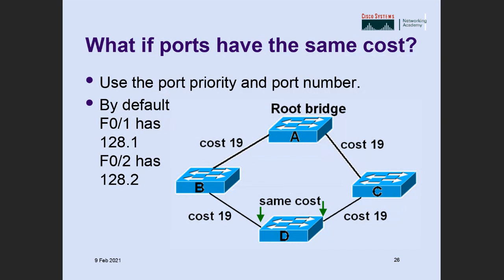Now, what if all ports have the same cost? We have 4 of our cheap $500 Cisco 2960 switches connected together using the standard fast Ethernet ports. By default, every port has the exact same cost, 19. Now, of course, A is the root bridge. Of course, B is going to choose this root port to go back to A. Of course, C is going to choose this root port to go back to A. But what is D going to choose? He has two equal cost paths. 19 plus 19, the cost is 38 this way. 19 plus 19, the cost is 38 this way. It's a tie. Which one do I choose?